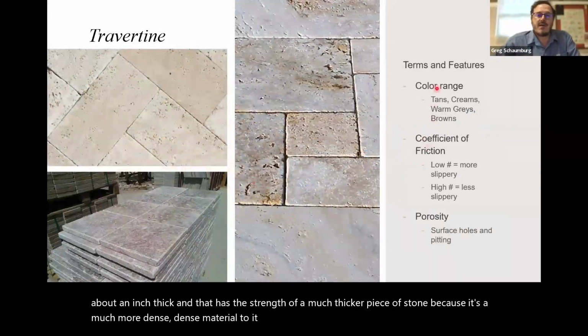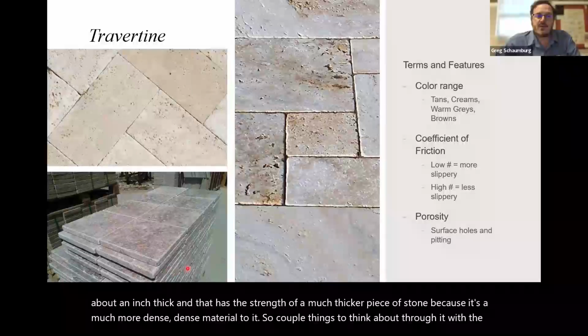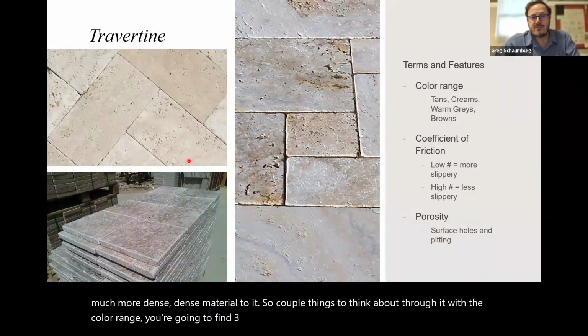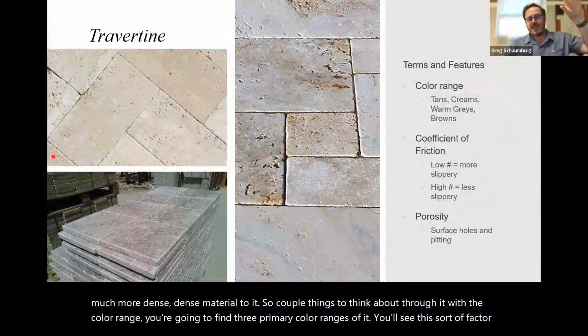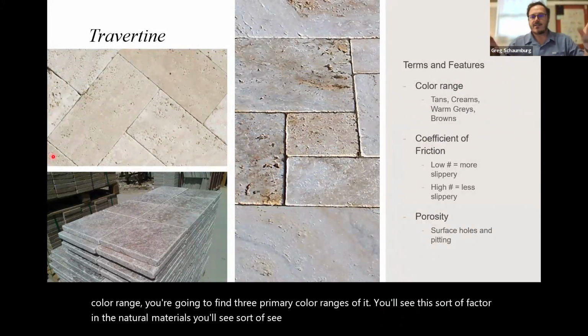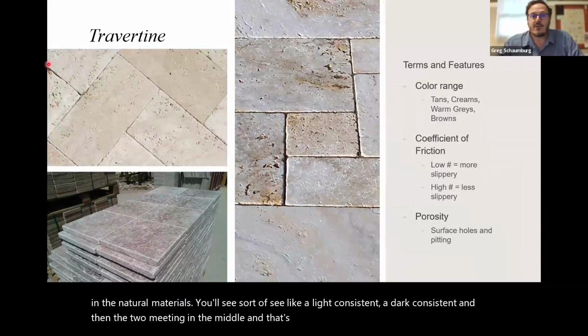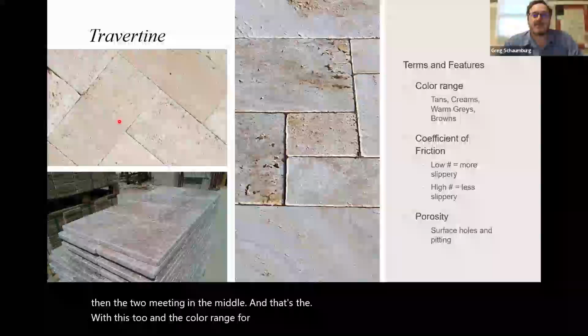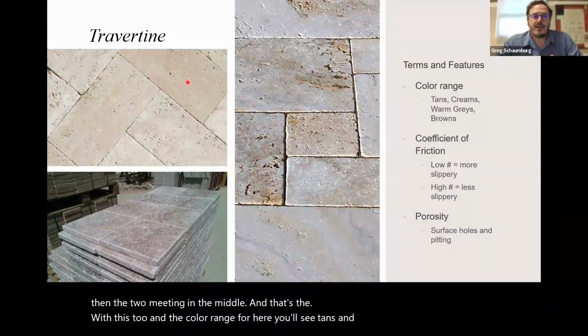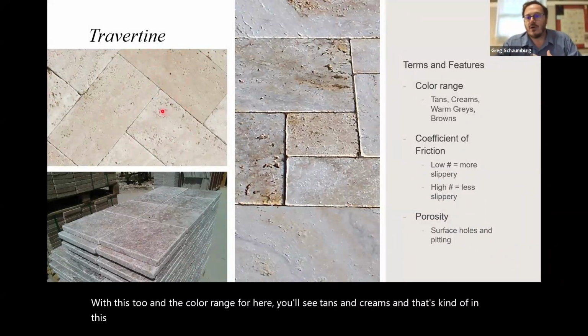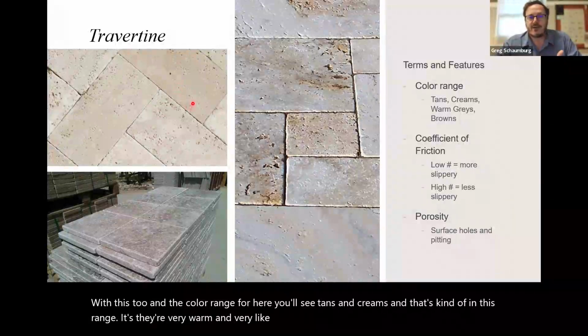So a couple things to think about through it. With the color range, you're going to find three primary color ranges. You'll see this sort of factor in the natural materials: a light consistent, a dark consistent, and then the two meeting in the middle. And that's the case with this too. In the color range here, you'll see tans and creams. They're very warm and very earthy parts on the lighter side.